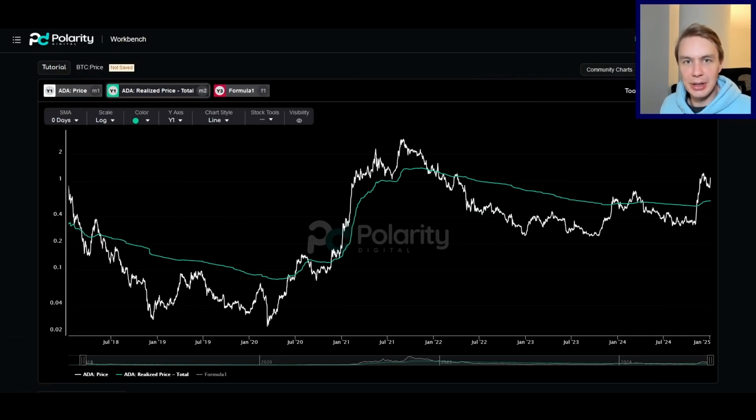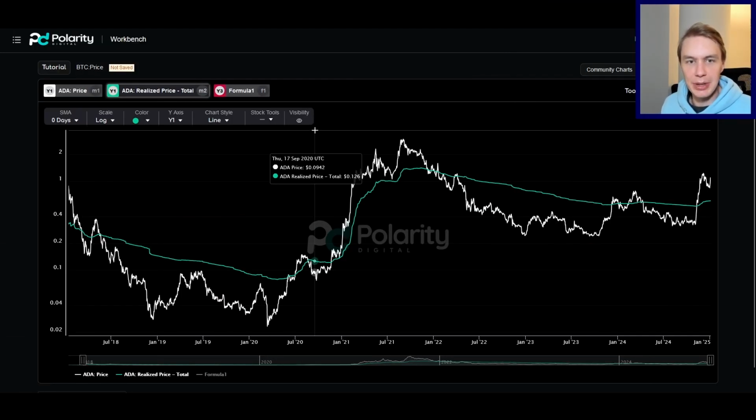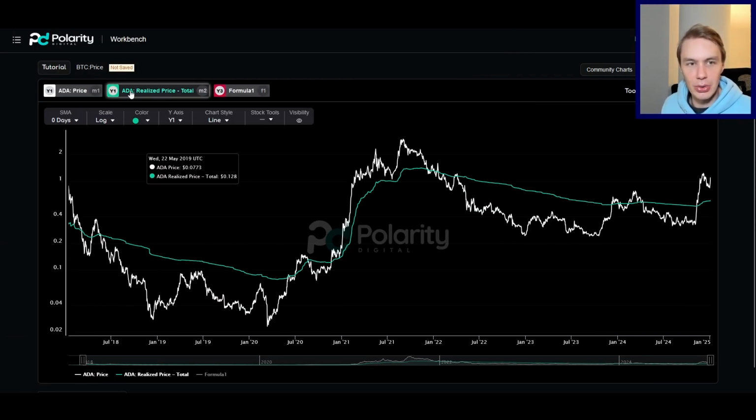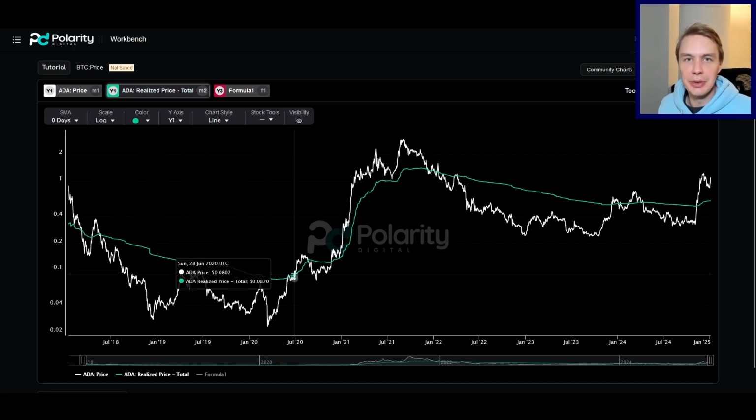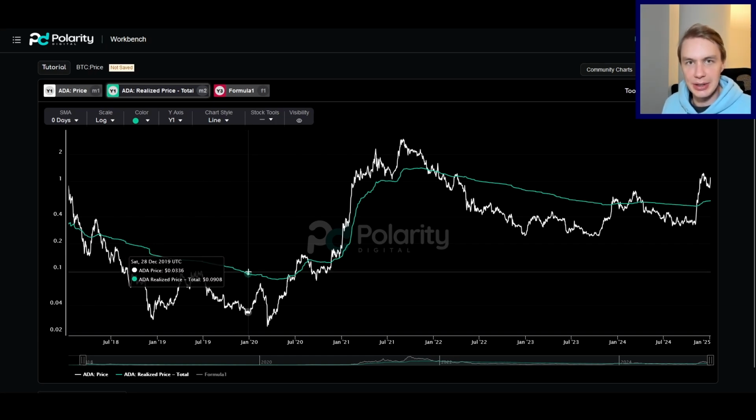So the next thing I want to talk about is another piece of on-chain data, but this is a little bit different. This is the total realized price of ADA. That's what this teal line is here. So if you're not familiar with realized price, basically it is the price at which an ADA was moved, or in other words, at which an ADA was sold. And then that becomes the cost basis of whoever bought it.